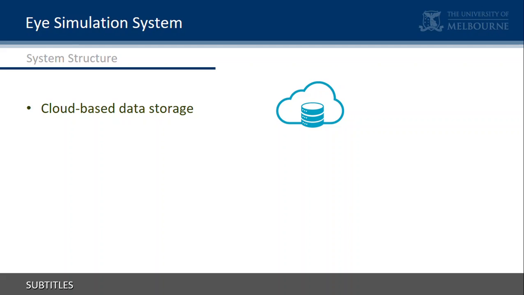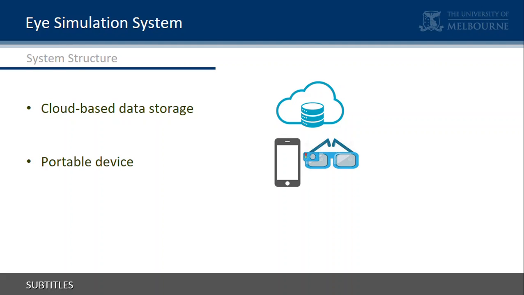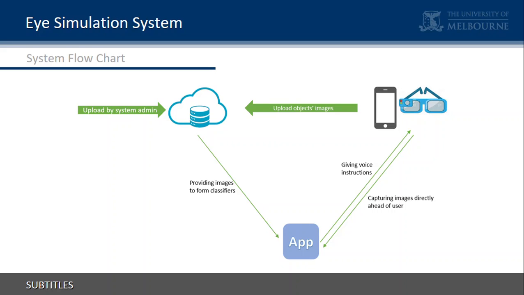In the following section, I will introduce the eye simulation system. This system consists of three parts: cloud-based data storage, portable device, and the application on the device. Before we get into the details of those three components, let's get to understand how the system works first. This is the system flowchart showing the relationships and the functionality of the three parts.